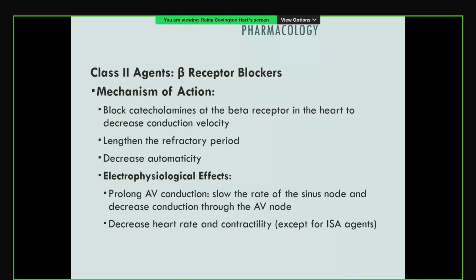All right, so class 2 agents. This should be a little bit of a refresher. So we have our beta blockers on board here. Okay, so same mechanism that you've already seen before.